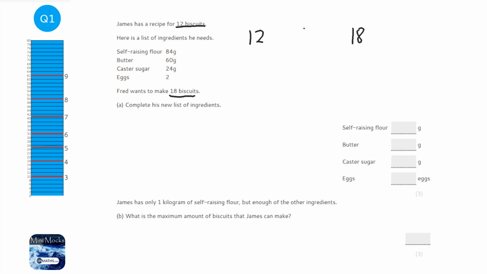So what I'm going to do is go to 6 first. I'm going to divide the 12 by 2, so halve it, and then I'm going to times the 6 by 3. And that will get me to 18. Now, some of you might think, well, why can't we just add 6? Proportion doesn't work with adding or subtracting. You've got to times or divide to keep everything in proportion.